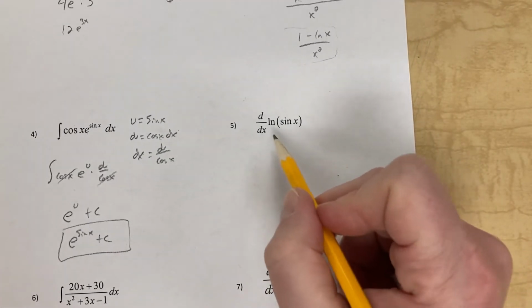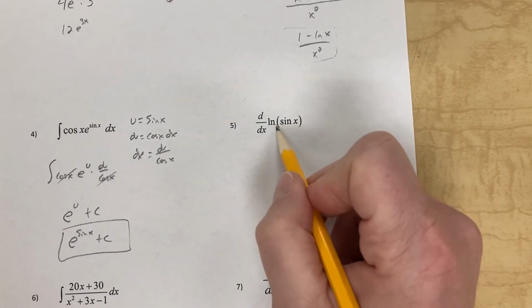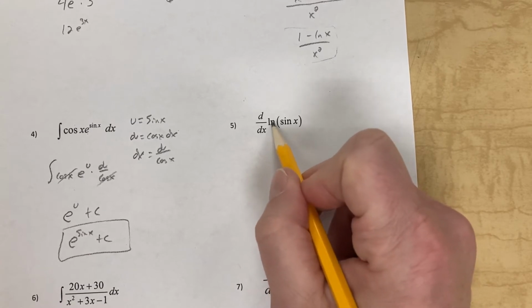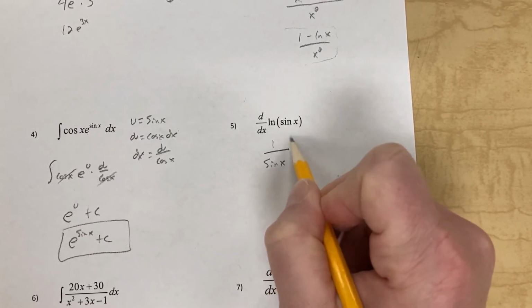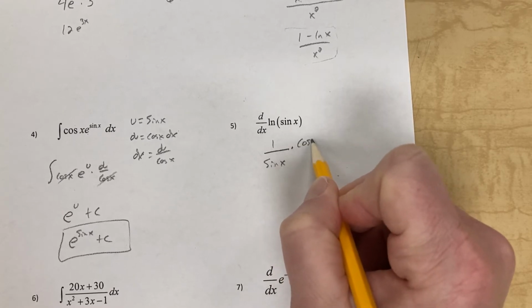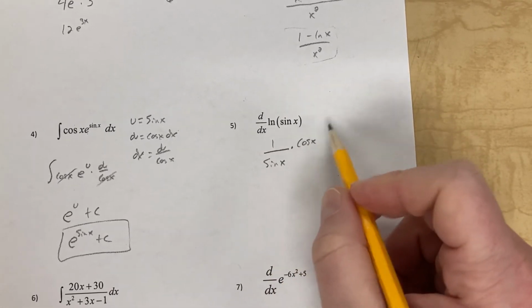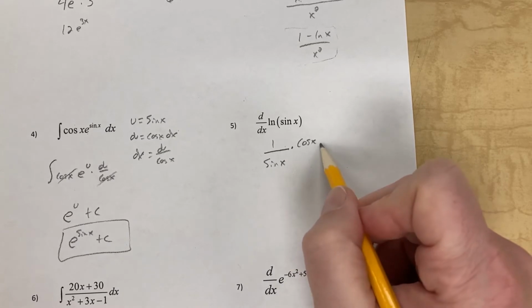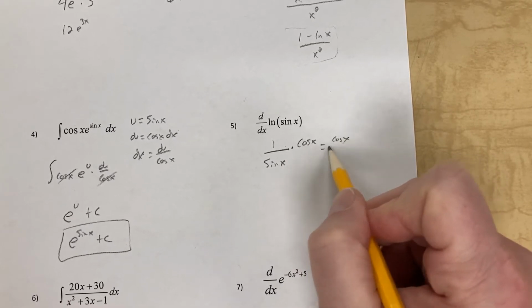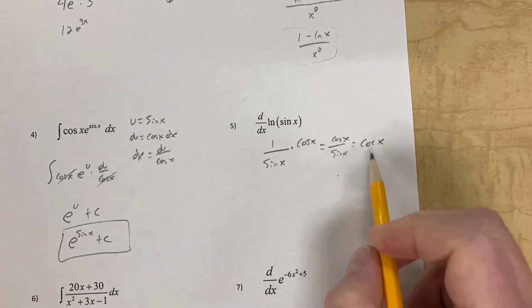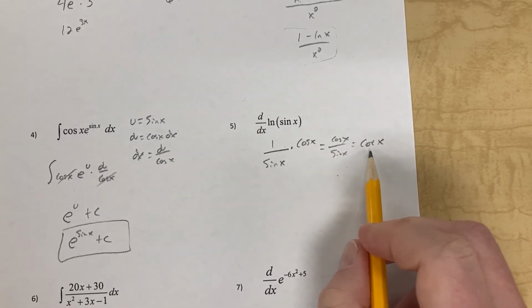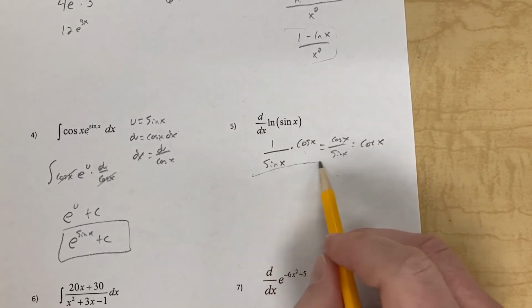Number 5, we're doing a derivative. This is a chain rule. Natural log is on the outside. Derivative of natural log is 1 over whatever's inside of it times the derivative of what's inside of it, which would be cosine. You can leave that, or if you wanted to slide the cosine on top, it could be cosine x over sine x, which technically is cotangent x. I don't know how crazy they'd get with that, but this is probably good enough right there.